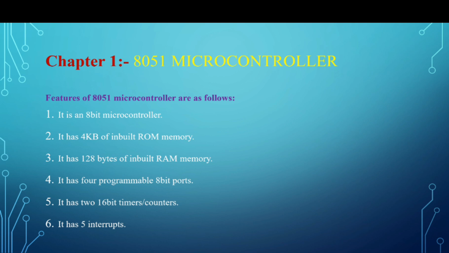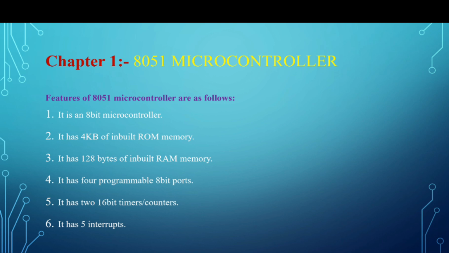The 2 external interrupts are the INT 0 pin and INT 1 pin. So when you apply a trigger pulse on INT 0 bar, external hardware interrupt 0 is generated. And when you apply a trigger pulse on the INT 1 bar pin, external hardware interrupt 1 is activated.